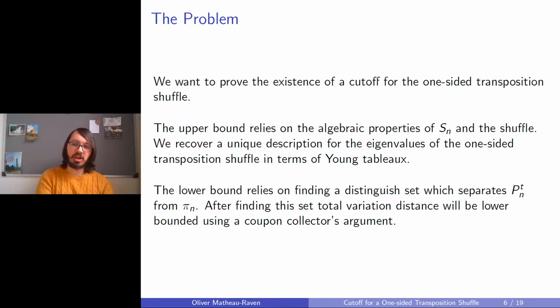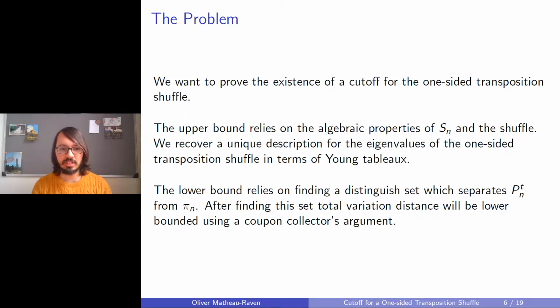So we want to prove a cutoff for the one-sided transposition shuffle. That's what my talk says. Okay. To do this, we need to do two things: to prove an upper bound on total variation distance and a lower bound on total variation distance. In fact, in this talk, we're only going to be focusing on the upper bound, and we are going to use algebraic properties of the symmetric group and our shuffle to recover a unique description of the eigenvalues for the shuffle in terms of Young Tableaux.